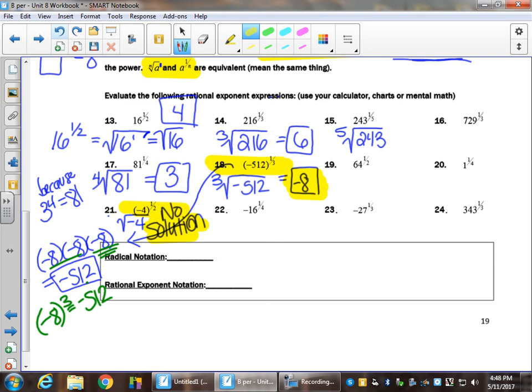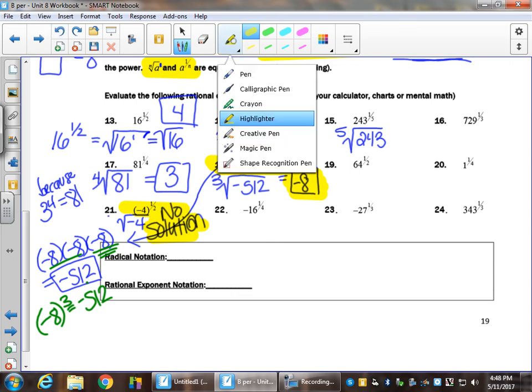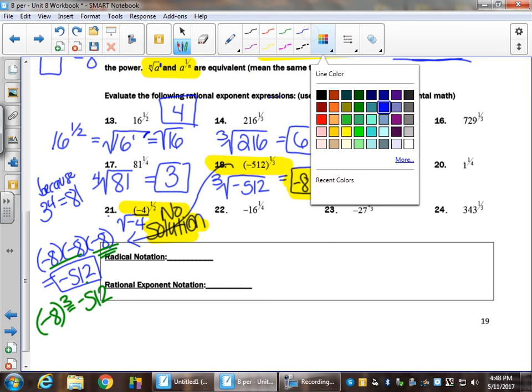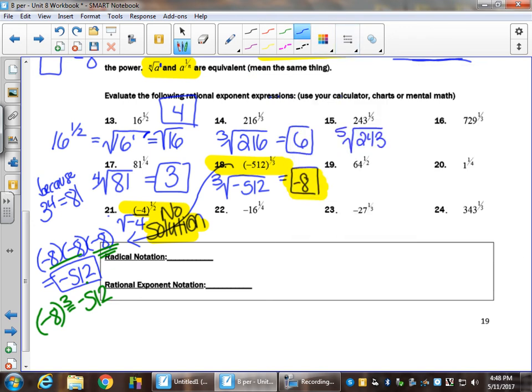I'm going to leave the rest for you to work on, and we'll check answers together tomorrow on those. My hints for 22 and 23, both of those are possible. Leave the negative on the outside. So for 22 and 23, just leave the negative on the outside. Your job is to figure out what number goes here and what number goes here.